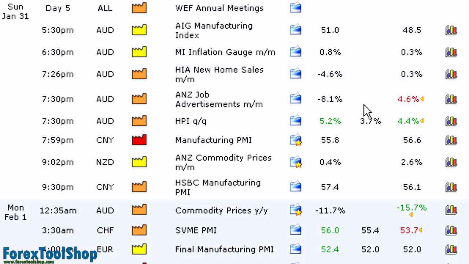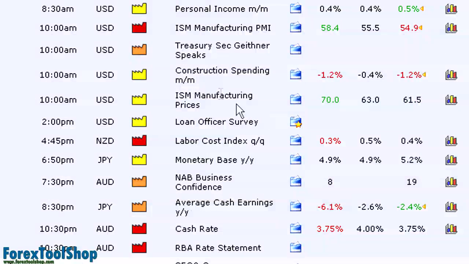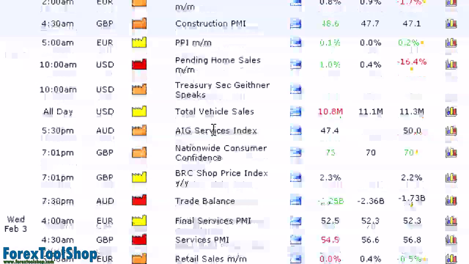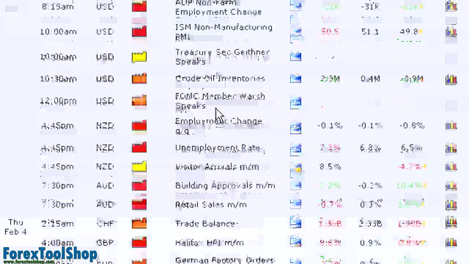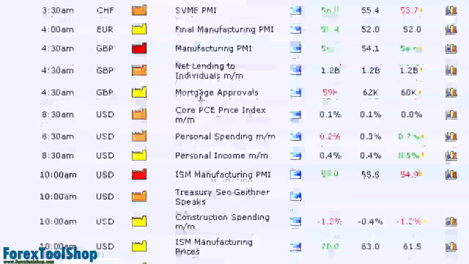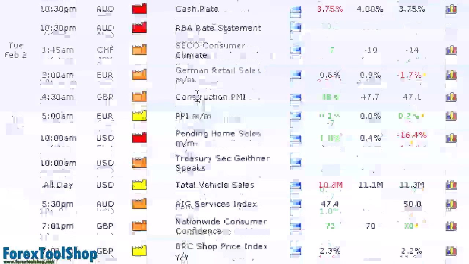Usually, every day of the week, some sort of country will come out with reports. Monday, we had manufacturing PMI. We had ISM manufacturing. Tuesday, we had pending home sales. Wednesday, we had non-manufacturing PMI. New Zealand unemployment. These are all highlighted with different colors to showcase their importance. Red being very important, orange being medium, and yellow being not so important.